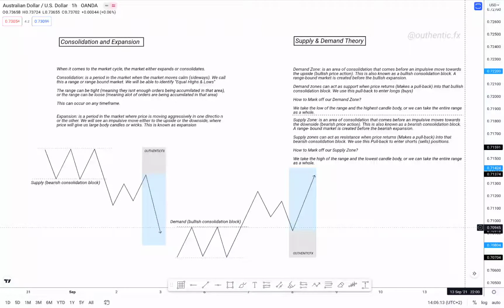Hey guys, Outhenticfx here. Today we'll be learning about consolidation and expansion, supply and demand theory, and I will be getting into the nitty-gritties and helping you guys understand it more.